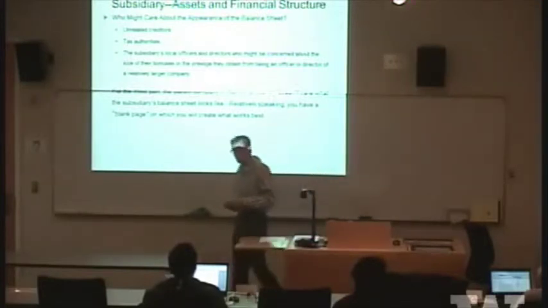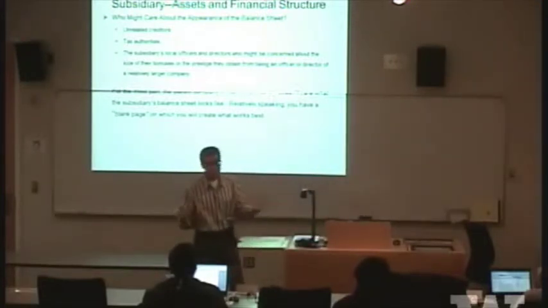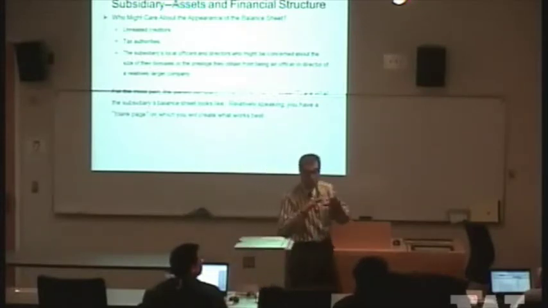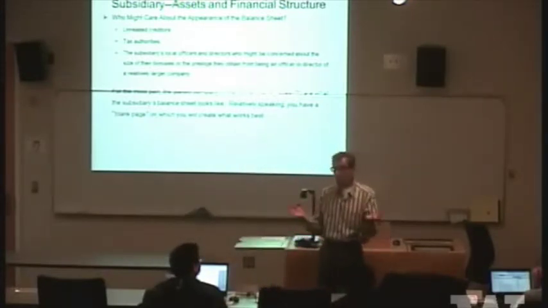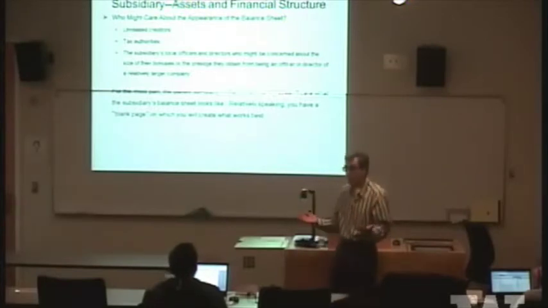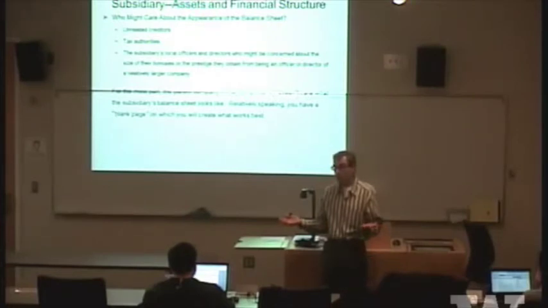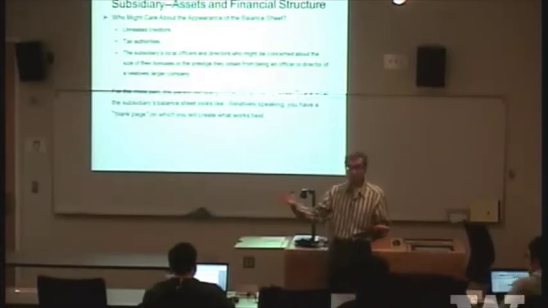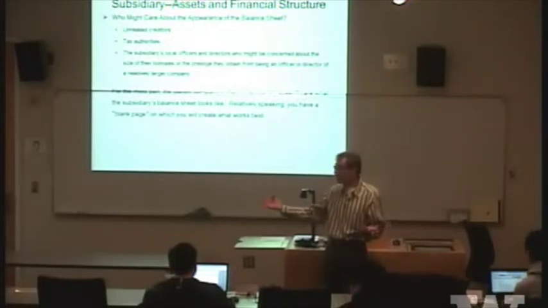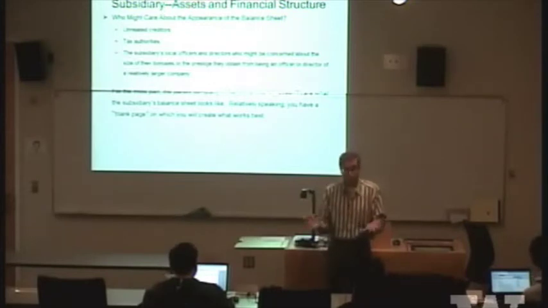Unrelated creditors. We're talking about a relatively sizable subsidiary that's manufacturing and conducting a rather important and large business. That subsidiary could borrow locally from a local bank. Certainly, if it buys on credit from local vendors, they would care about what the balance sheet looks like.